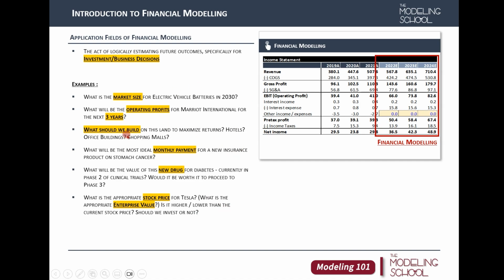So the common thing about these examples is that number one, we're trying to make investment decisions. Number two, we're trying to forecast or predict the future. And number three, we're trying to be as logical as possible. Thus, we're trying to analyze historical data as much as possible. So we do hope that this explains what financial modeling is and what modeling is in a broader sense.